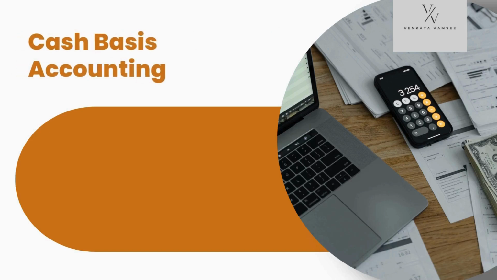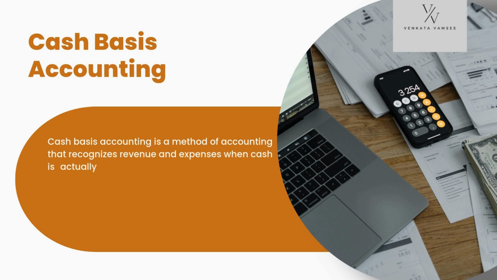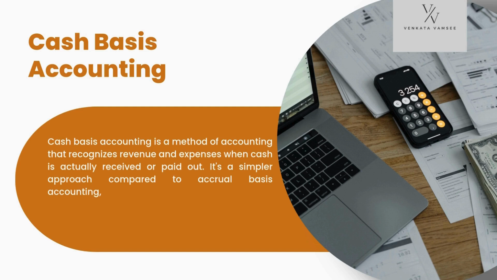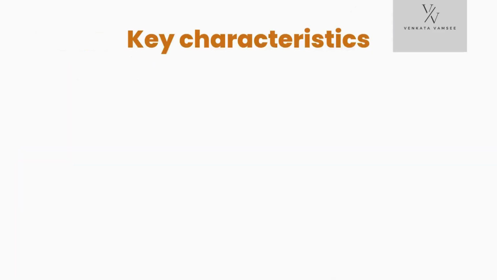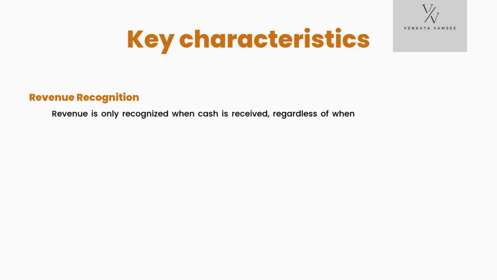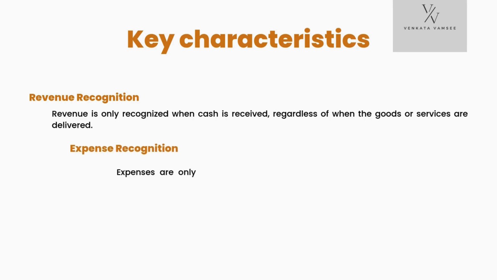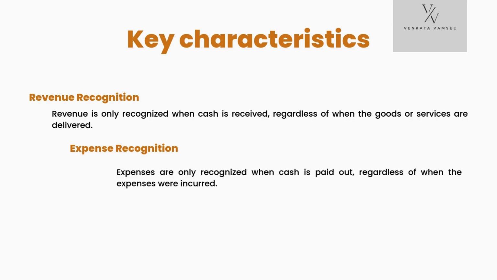Cash basis accounting. Cash basis accounting is a method of accounting that recognizes revenue and expenses when cash is actually received or paid out. It's a simpler approach compared to accrual basis accounting, which recognizes revenue and expenses when they are earned or incurred, regardless of cash flow. Key characteristics. Revenue recognition. Revenue is only recognized when cash is received, regardless of when the goods or services are delivered. Expense recognition. Expenses are only recognized when cash is paid out, regardless of when the expenses were incurred.